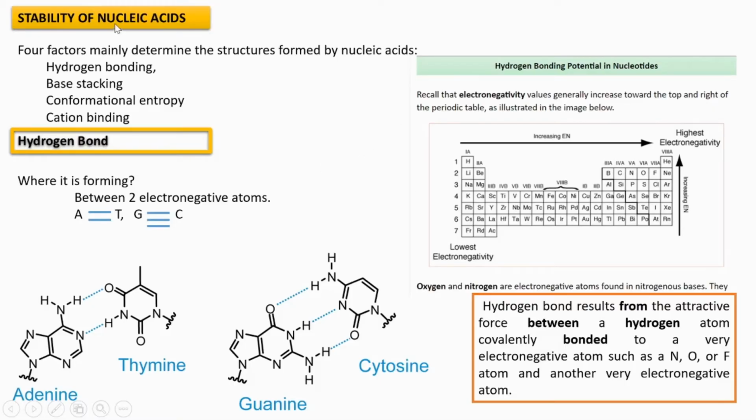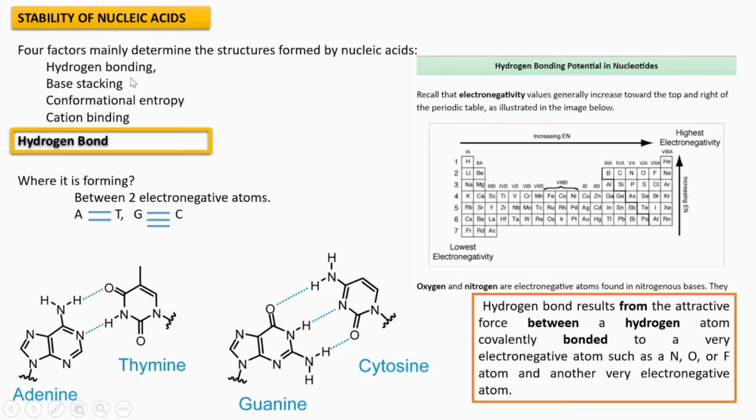Students, today we are going to continue the remaining portion of nucleic acids. In the last class, we have learned about the stability of proteins. Today we are going to understand which are the factors that give stability to the nucleic acids. Four factors are there, mainly, to give the stability to the nucleic acid.